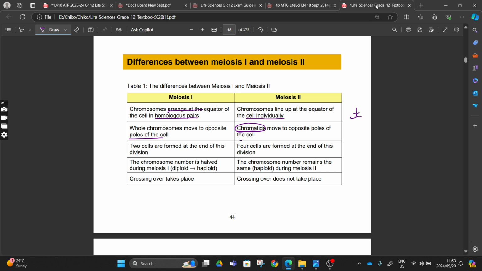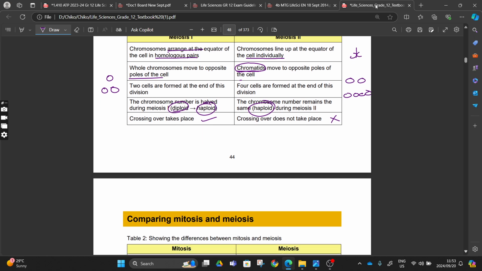Two cells are formed at the end of meiosis 1. We start with one cell and result with two cells, and in meiosis 2 four cells are formed at the end of the division. We start with two cells and end up with four daughter cells. The chromosome number is halved during meiosis 1, from diploid to haploid. In meiosis 2 they start with haploid and end up haploid. Crossing over takes place in meiosis 1, and in meiosis 2 there is no crossing over taking place, same as mitosis. The differences there are also the same as for mitosis.